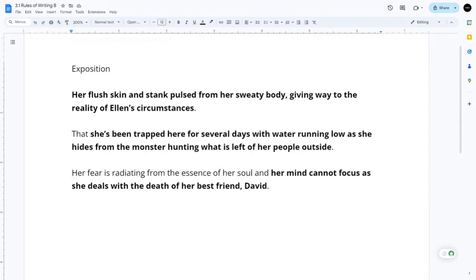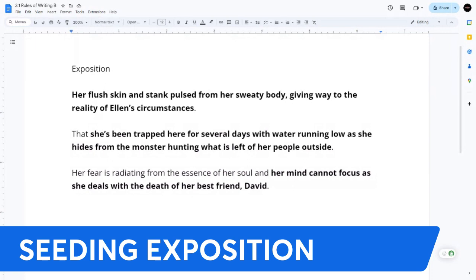So that means we have to do the second part, which is seeding exposition. We have to figure out ways to seed this exposition. The first thing I would do is, if I was going to start my chapter off with this, and let's say it was the first chapter, I already know that I don't want to do this. I know that I have to create the essence of the illusion, right? So let's just focus on this.